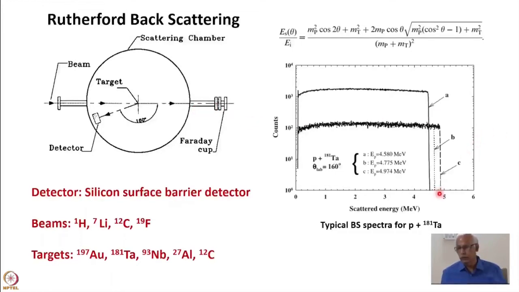You can see that this is one spectrum, and there are different spectra at different energies. Let us take this one spectrum at this energy C, let's say at 4.974 MeV, or this one at A, at a different energy, 4.58 MeV. This is almost like a delta function. That means we know the energy very accurately. There is an analysis procedure to find the exact scattered energy, the particle energy of a scattered particle at 160 degrees. Of course, theoretically you can calculate the energy, and you can measure it, and compare with the calculation.